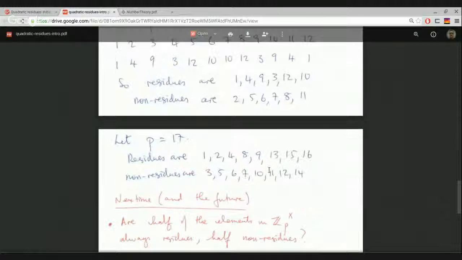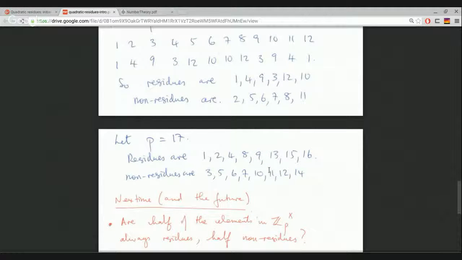And in all these examples, the split was exactly half and half. So that strongly suggests that it might be true in general. That's one of the things we're going to set out to prove today.